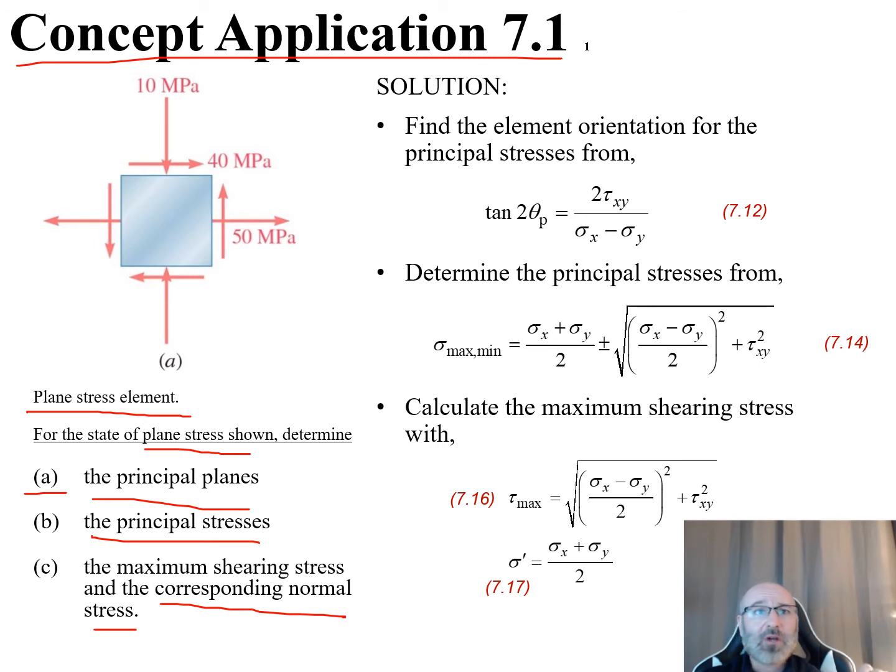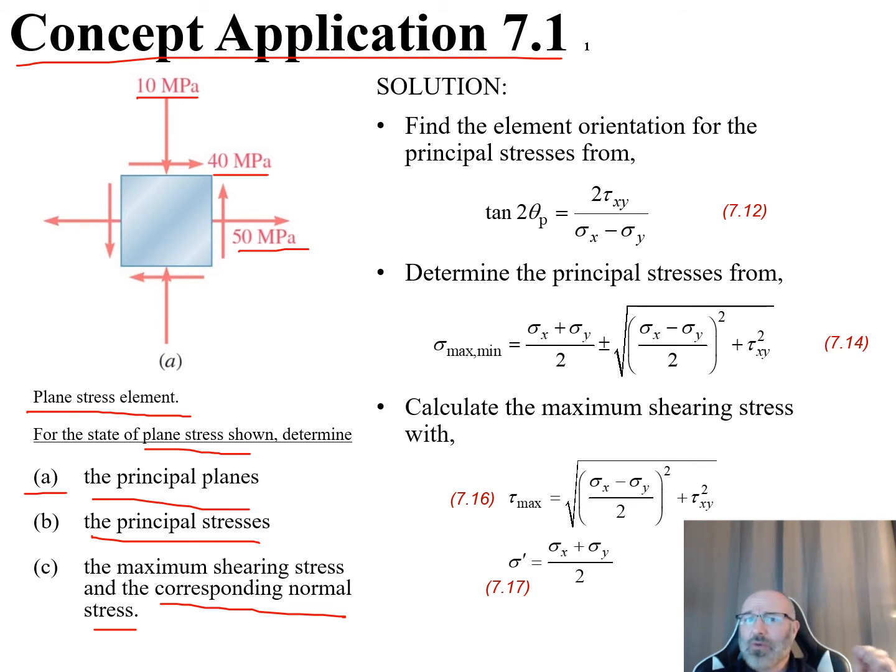So you can look at our diagram up here. We can see they've labeled 10 megapascals, 40 megapascals, and 50 megapascals on this plane stress element. As we think about this, what they've given us is not much, just a diagram and a little bit of a statement, and they've asked us to solve for 3 different things.